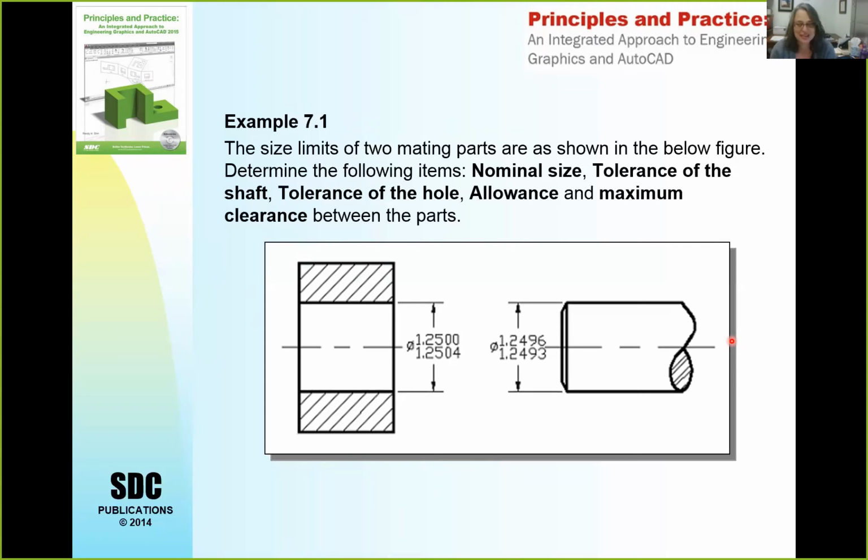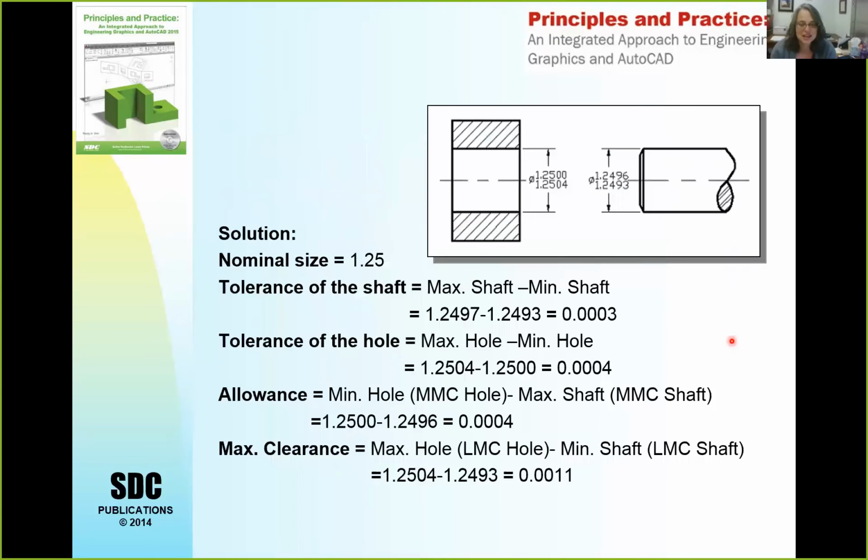Let's go ahead and take a look at the answer. So, the nominal size is 1.25, and we know this because we've got 1.25 and 1.25, and my shaft rounds to 1.25 and 1.25. So to find your nominal size, especially on something like this that isn't a pipe or a piece of lumber, you look for the value to which everything would round, 1.25. The tolerance of the shaft is the maximum allowed size minus the minimum allowed size, which is 0.003 for the shaft. Okay?